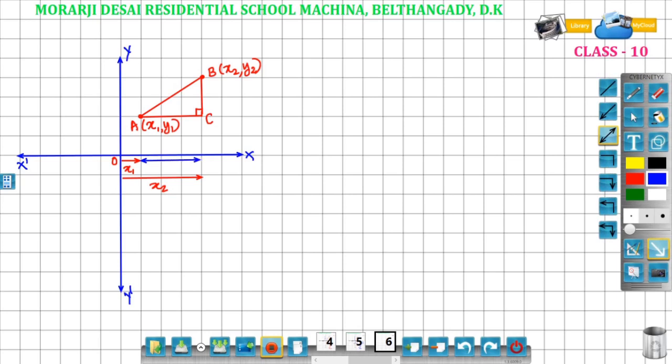Now what is the distance AC here? See, distance OC is equal to x2, distance OA is equal to x1. So AC is equal to x2 minus x1.